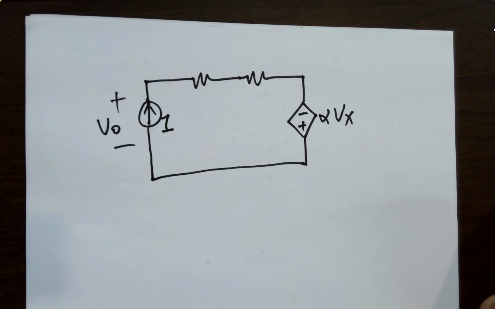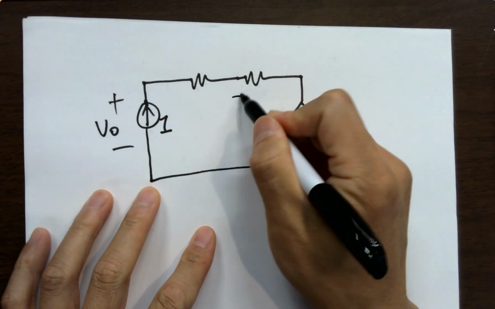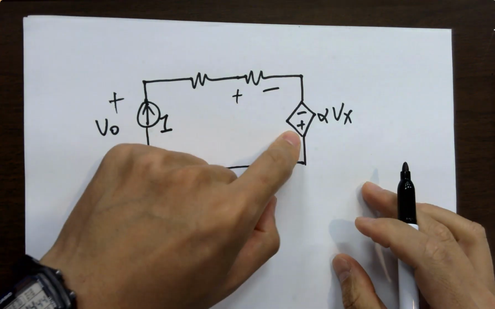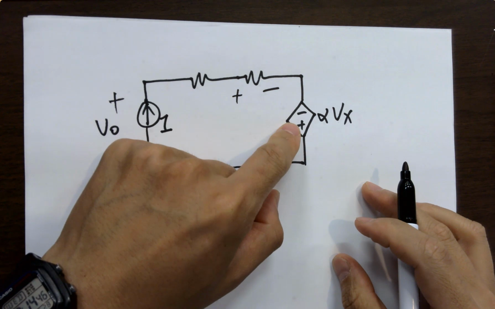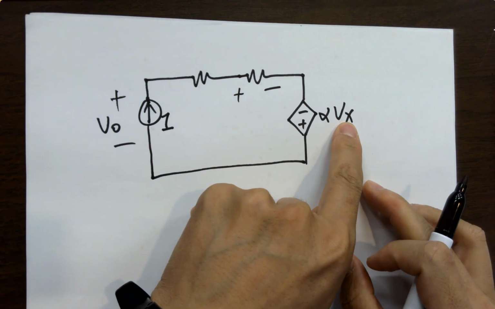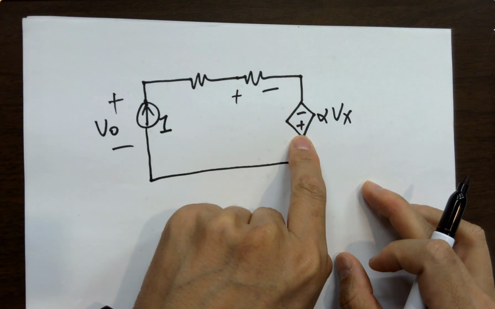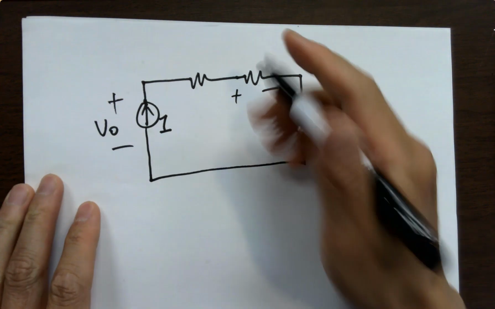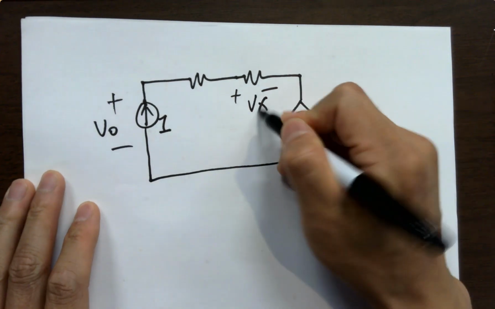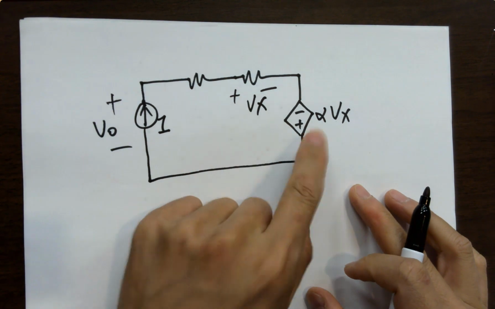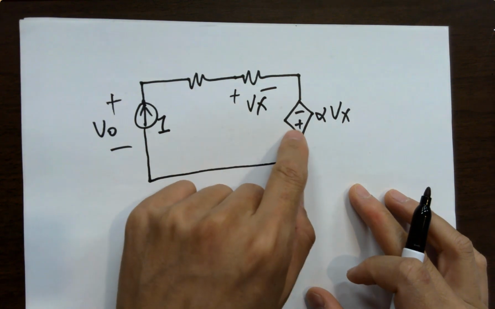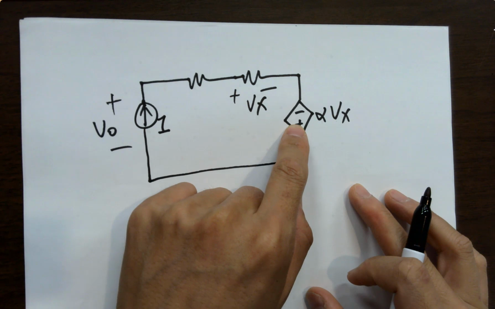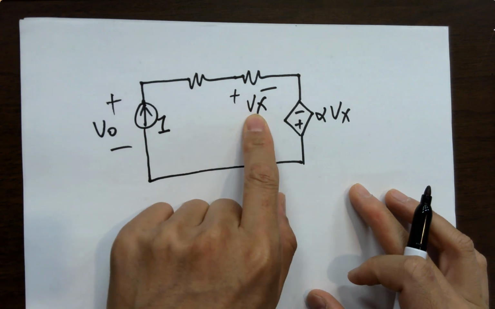What is it? It's a voltage controlled voltage source. How could you tell? Plus minus is the voltage source. There's no arrow in the middle, so it's a voltage source, definitely. And it's Vx controlled, so it's a voltage controlled voltage source. And this is Vx. So actually the voltage across this resistor controls the voltage value of this voltage source. So you have to know what this is first before you know the voltage here.